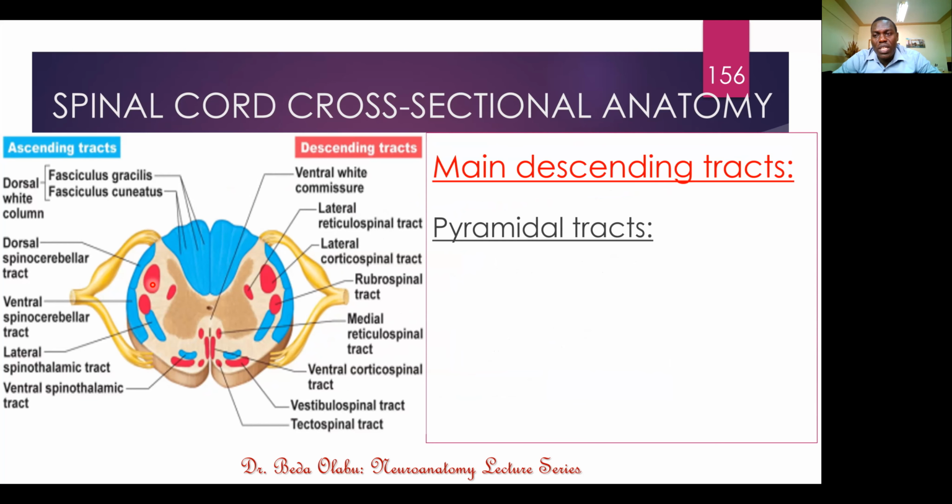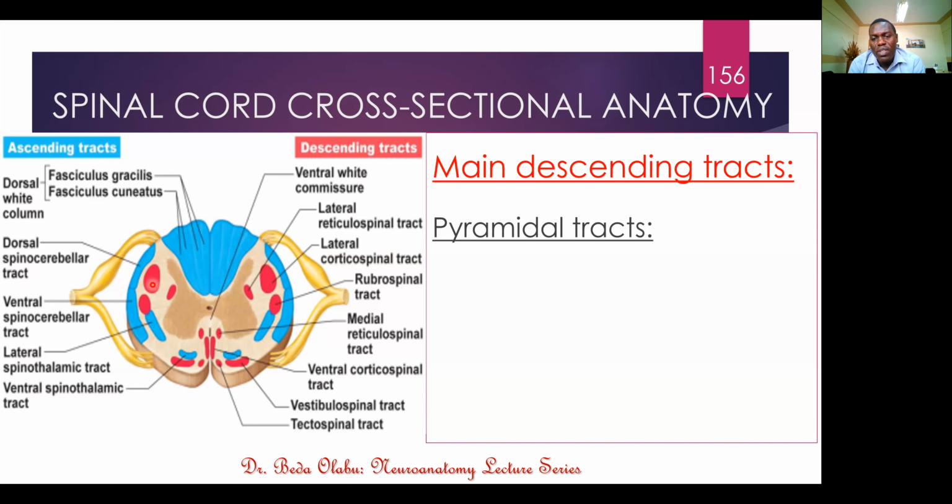For descending tracts, you usually have two types of descending tracts. Remember, descending tracts are upper motor neurons. These upper motor neurons are classified as pyramidal and extrapyramidal. The pyramidal tracts, as I mentioned earlier, are neurons which come from the cerebral cortex. Extrapyramidal tracts come from the brainstem. They all go down to innervate muscles.